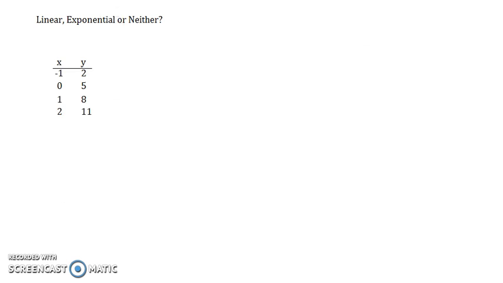Okay, so if we're given data, how do we decide if it's linear, exponential, or neither? Well, let's remember back to linear. We did this before for linear. And remember, if we want to know if data points are in a line, we look at the slope. So for linear, we look at change in y over change in x, and we're looking for that slope to be constant, so they all have to match.